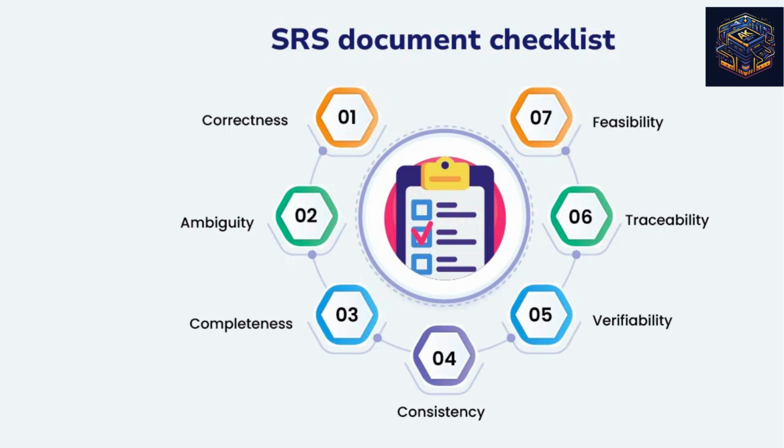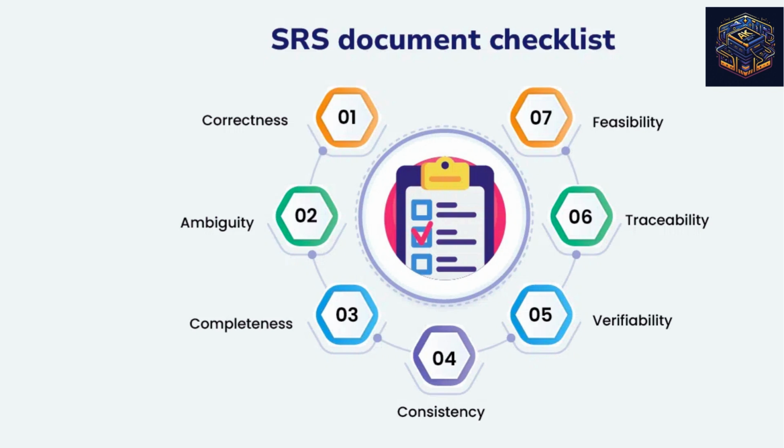3. Completeness. The SRS document must cover all functional and non-functional requirements. Functional aspects like handling hardware faults, I/O errors, or processing overloads should be addressed. Non-functional aspects such as security and performance must also be included. The checklist ensures no critical elements are overlooked.